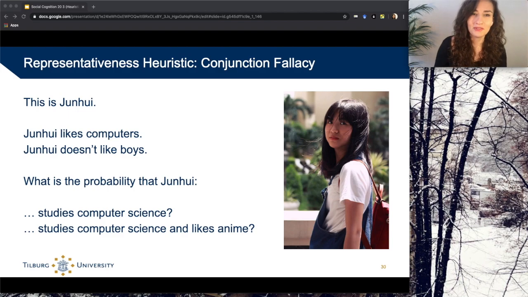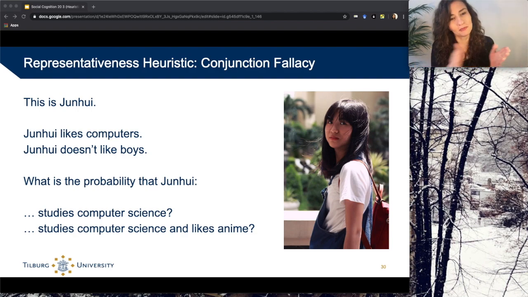In this case, the conjunction fallacy. Imagine that I introduce you to a person. This is Junhui. And Junhui likes computers and she doesn't like boys. That's what you know about her. Now, if I ask you, what is the probability that Junhui studies computer science and the probability that she studies computer science and likes anime? People make a very specific error in how they judge these 2 probabilities.